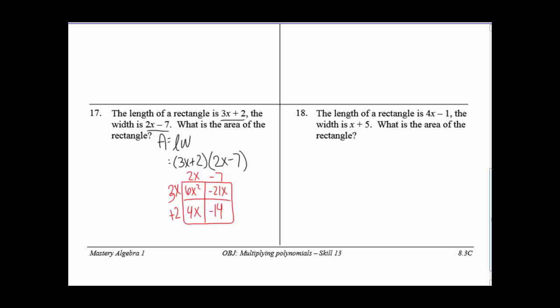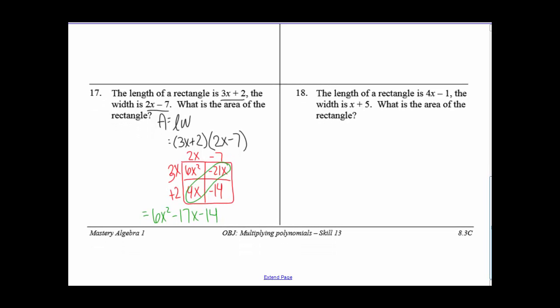So now I've got the area of each of those individual little boxes, and to find the whole thing, I just add them all together. So 6x squared, I have a 4x and a negative 21x. If I add those together, I should get negative 17x, and I still have that minus 14 in the last box. So don't forget, word problem, what should we always write? A sentence. So if I wanted to answer the question, what is the area of a rectangle? I would say the area of the rectangle is 6x squared minus 17x minus 14 units squared.